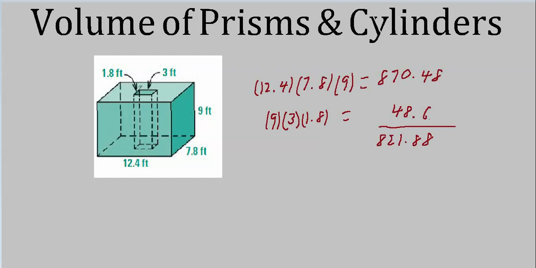It's also a rectangular prism. Same height, 9 feet. Multiply this out and get 48.6. We subtract the small one from the big one, and the actual total volume is 821.88. Simply had to apply your volume formula for prisms. Well, rectangular prisms. Really very easy. With luck, you get lots of these kind of problems on your state exam.